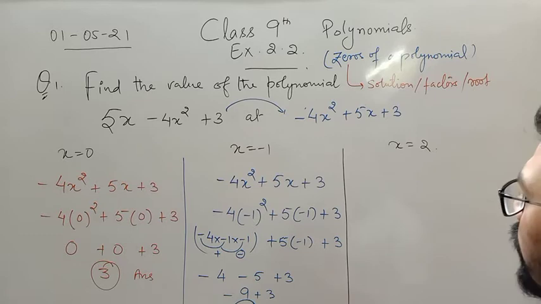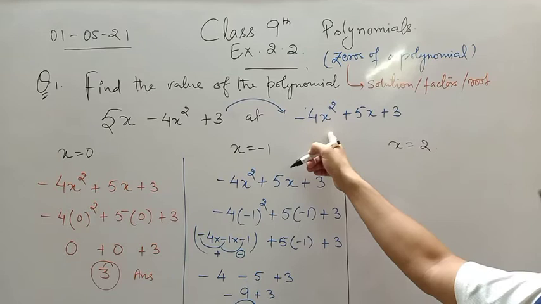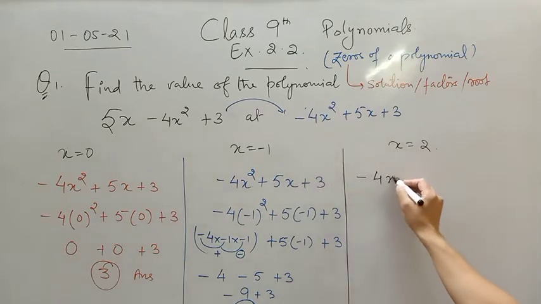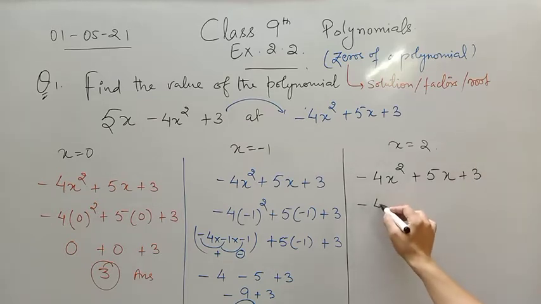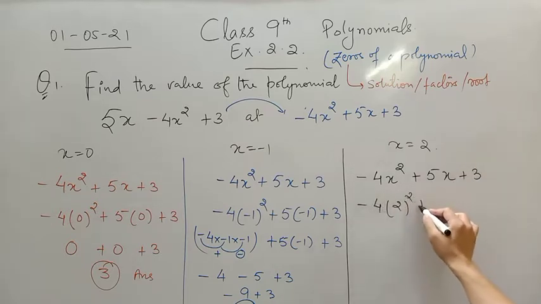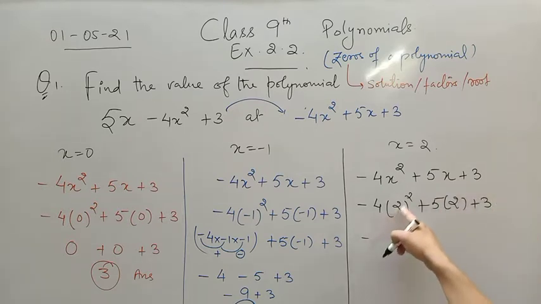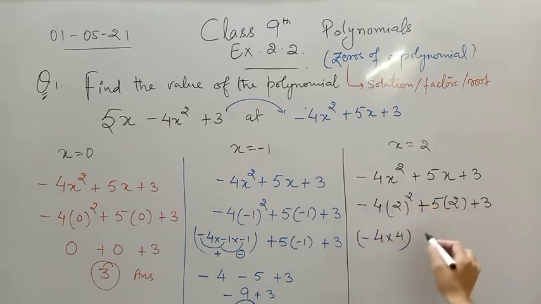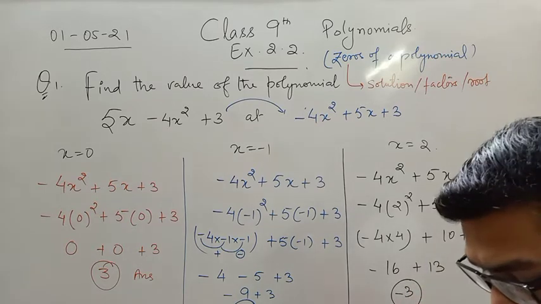Now, for x equals 2, what value will I get for this quadratic polynomial? Minus 4x square plus 5x plus 3, so minus 4 into 2 square, 5 into 2, plus 3. 2 2s are 4, 4 4s are 16. Please note it down fast.